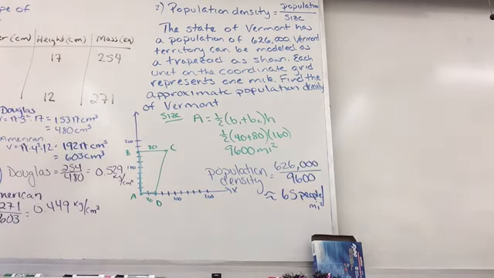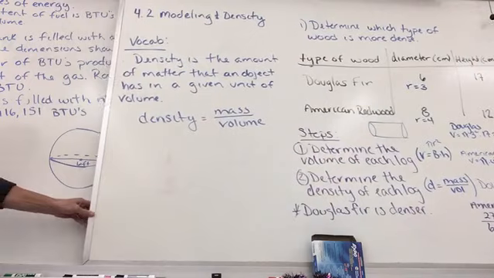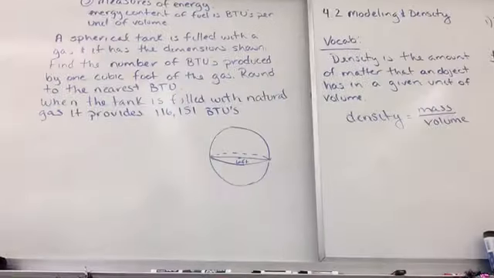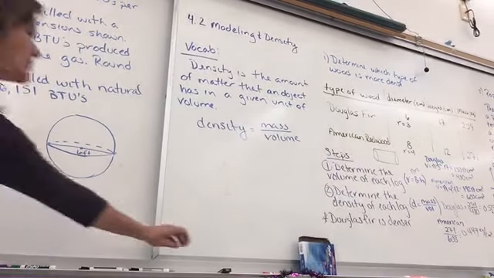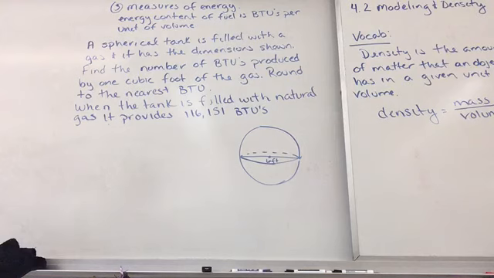So we have one last type of density we're going to talk about. So we've talked about density dealing with weight. We've talked about population density. And now we're going to talk about density as far as energy. So let's see. Move the little marker over so it stays put. So we have the measures of energy. Energy content of fuel is BTUs per unit of volume.